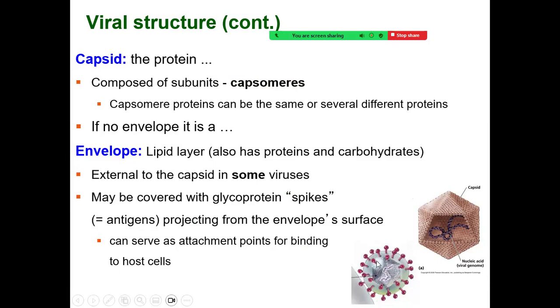The envelope may be covered with glycoprotein spikes, shown here, the reddish purple spikes that are attached to the envelope. The spikes, if they're there, are antigens, meaning they project from the surface of the virus, and they are the externalmost molecules which the host immune system is most likely going to recognize and then bind to. So these molecules serve as antigens to the host that the virus infects, assuming it's an animal.